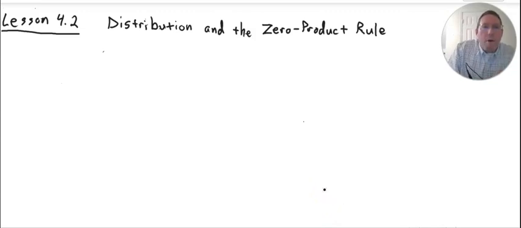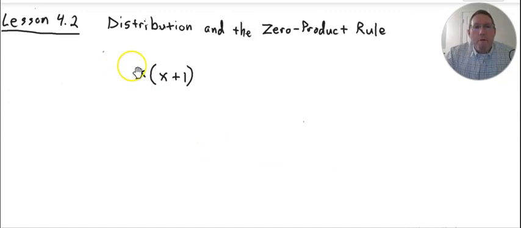Let's say that I wanted to multiply x times x plus 1, okay? So the x here is representing a number, any number. This x is representing the same number, whatever the number is. If we decided that this x was going to be 4, this x would also be 4. And so we'd have 4 plus 1 is 5, and then 4 times 5 is 20. So this would equal 20 if the x was equal to 4.